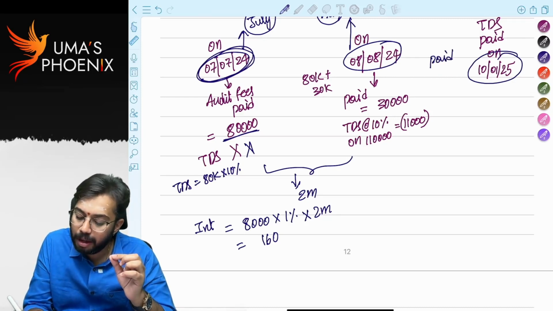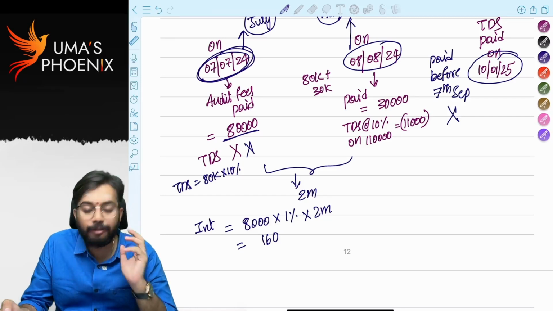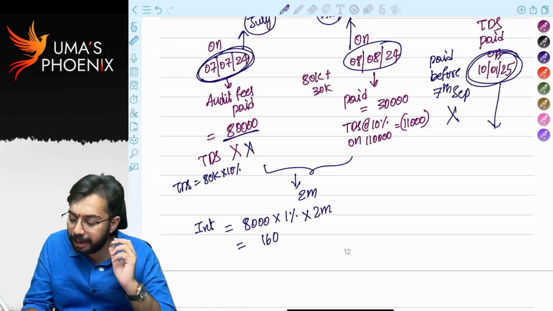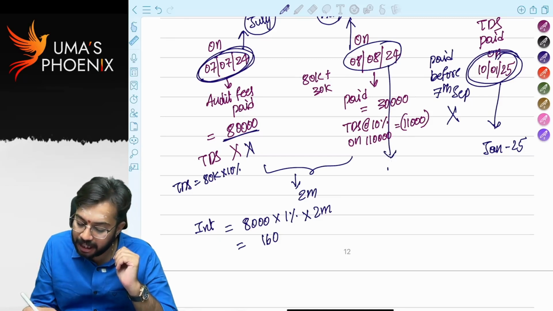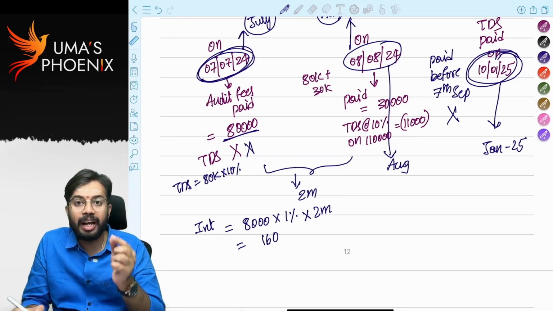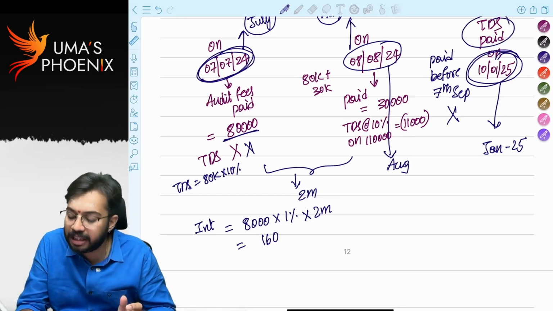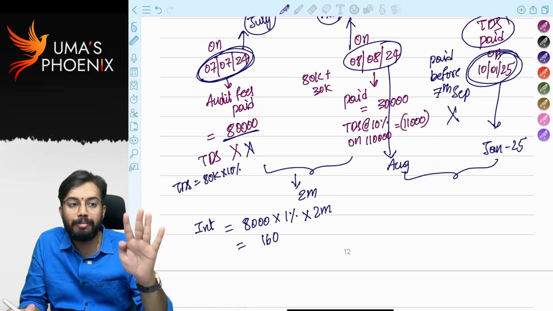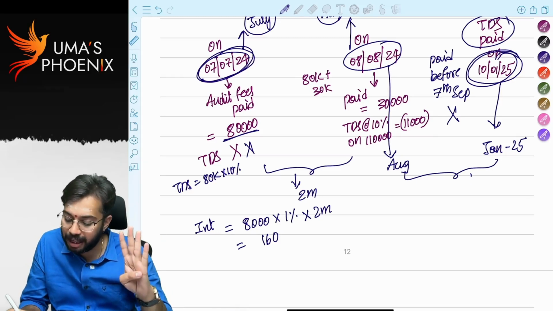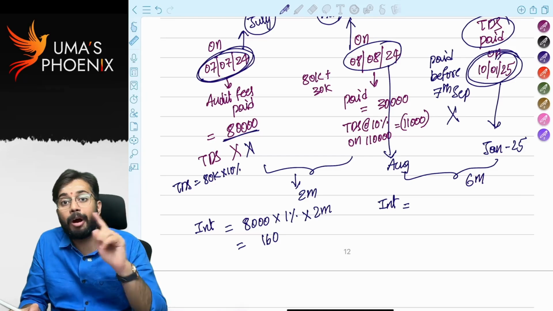Next, when TDS deducted is actually paid. If TDS is deducted on 8th August, it should be paid before 7th September, right? But was it paid before the due date? It was not paid before the due date. It was paid in the month of January 2025. So from the date on which TDS was actually deducted up to the date on which TDS was actually paid, how many months are there? August, September, October, November, December, January. 6 months are there. For these 6 months, interest will be calculated at the rate of 1.5%.